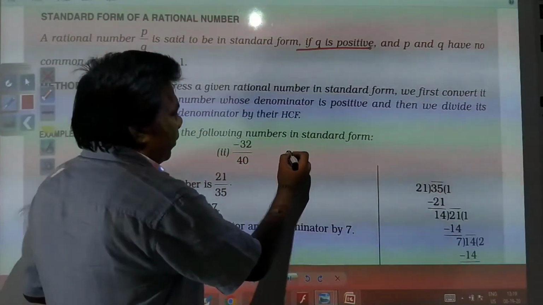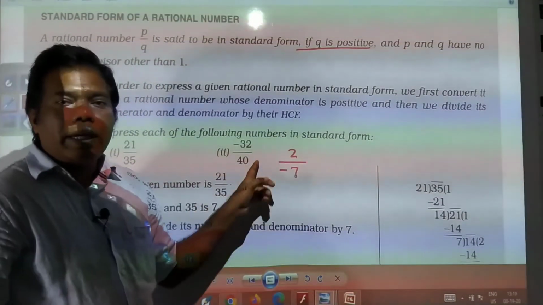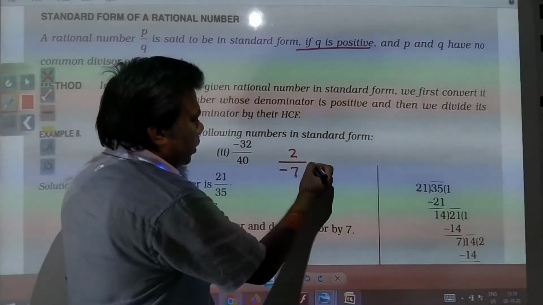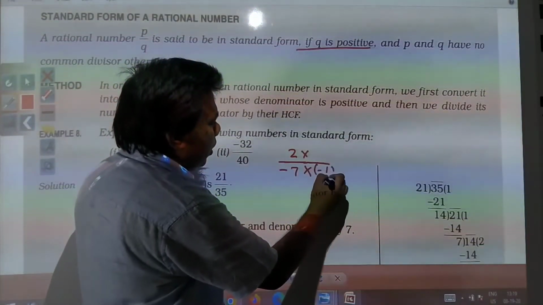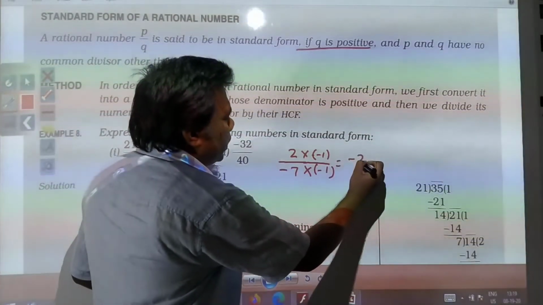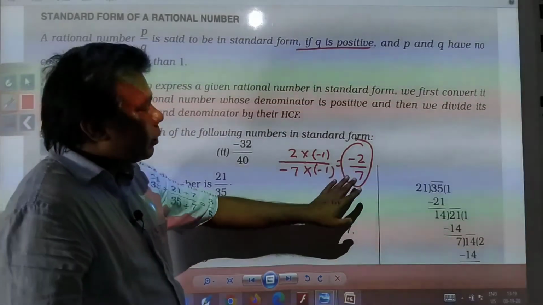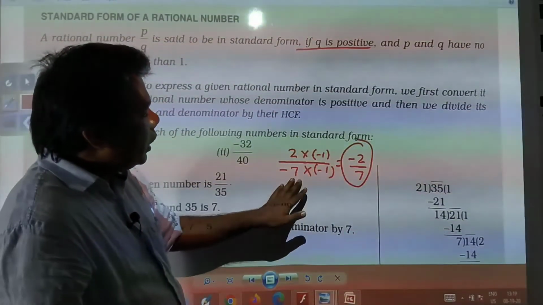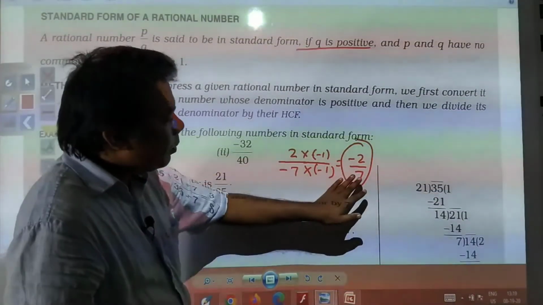So any number you have, suppose 2 by minus 7, this is not in standard form. For converting this into standard form, what is needed to be done? It is required to be multiplied by -1, so you will get -2 by 7. This is in standard form. So first thing, your q should be positive.